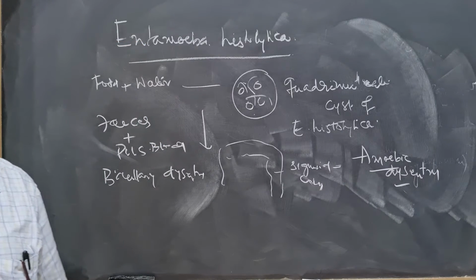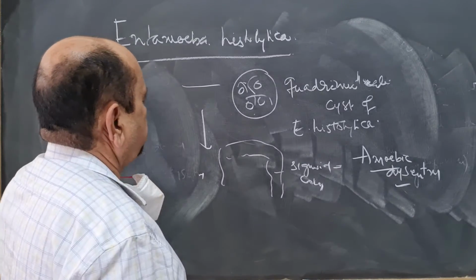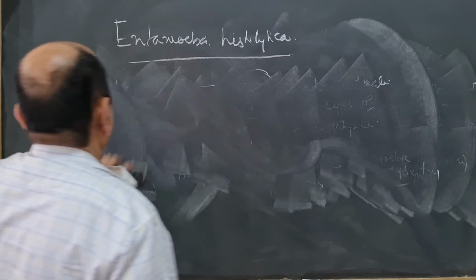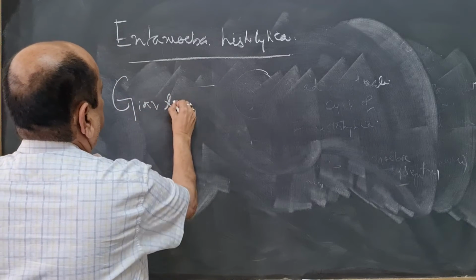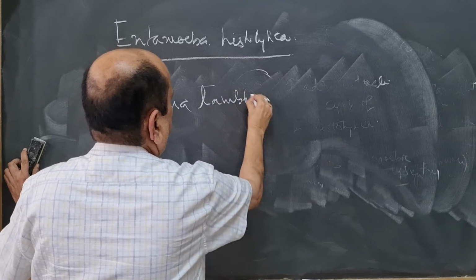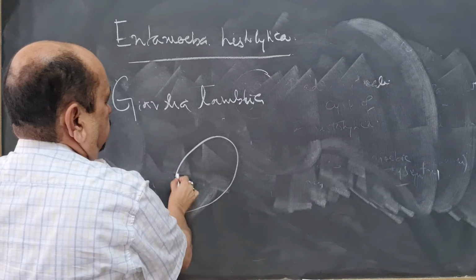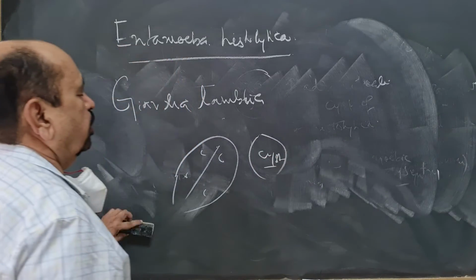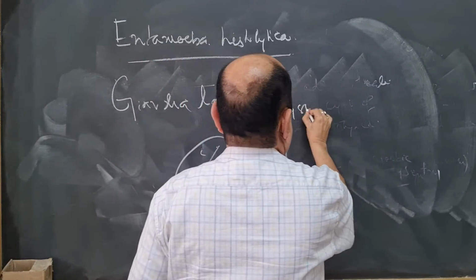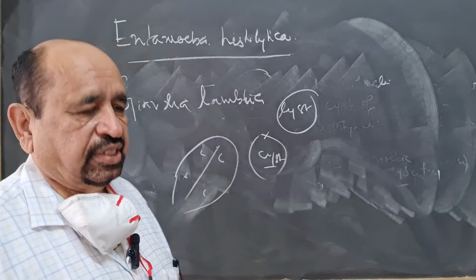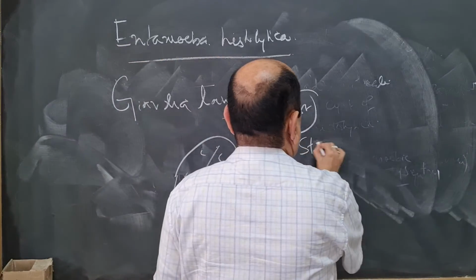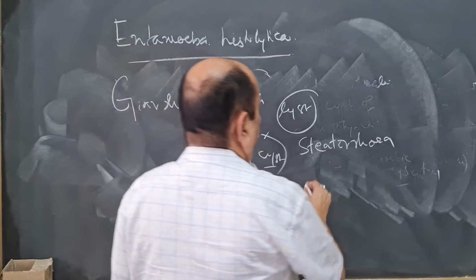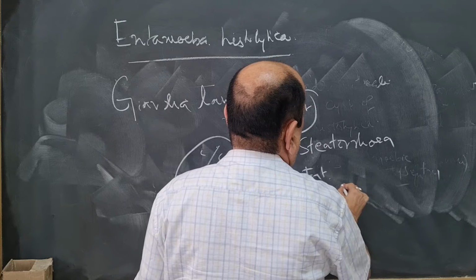Now the next parasite we move on to is Giardia lamblia. The trophozoite is like a badminton racket, and this is the cyst. Man gets infected by the cyst, causing giardiasis, and it especially causes steatorrhea. Steatorrhea means fat will not be absorbed.